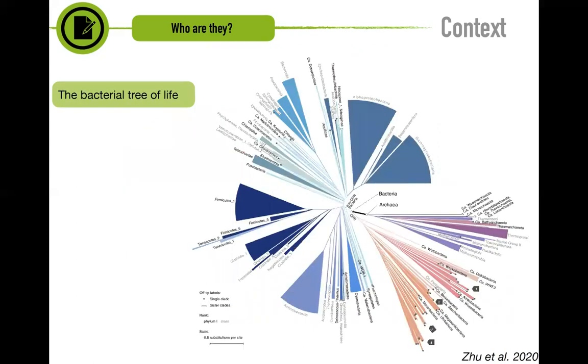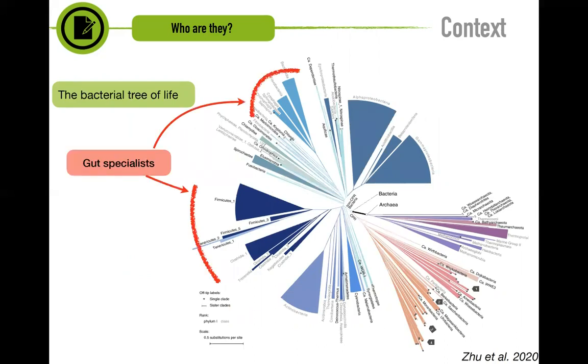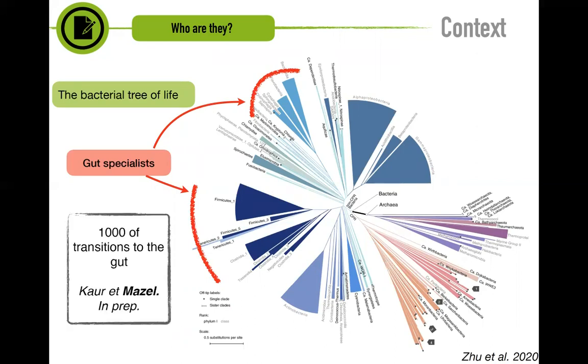And indeed, if you look at the bacterial tree of life, the gut microbes that colonize the gut are only found in certain clades of the microbial tree of life. Not everyone is colonizing the gut. For the majority, it's two specialized clades of microbes. It doesn't mean that all the bacteria in these clades colonize the gut. There are also bacteria in here that live in soil, bacteria that live in water, and we are actually finding a lot of evolutionary transitions between the gut and other habitats within these two clades, more than 1,000 actually.